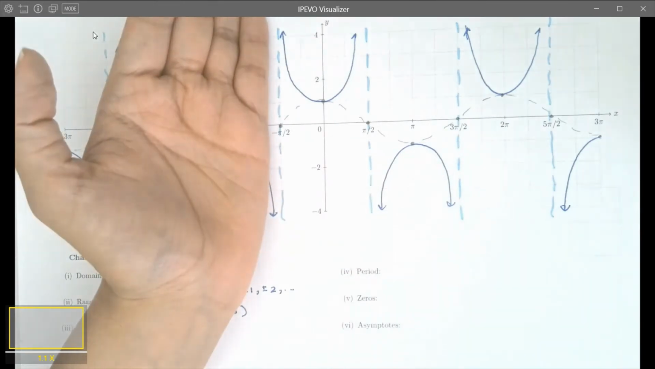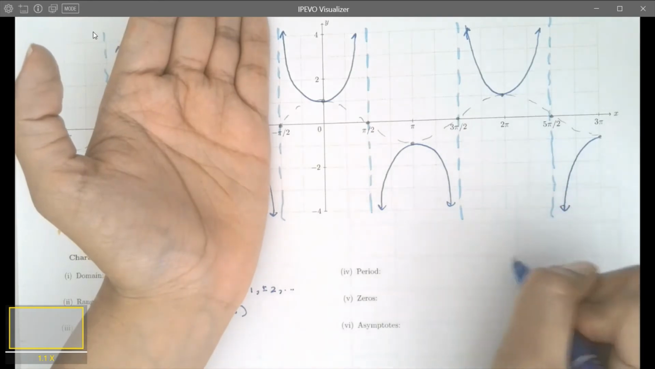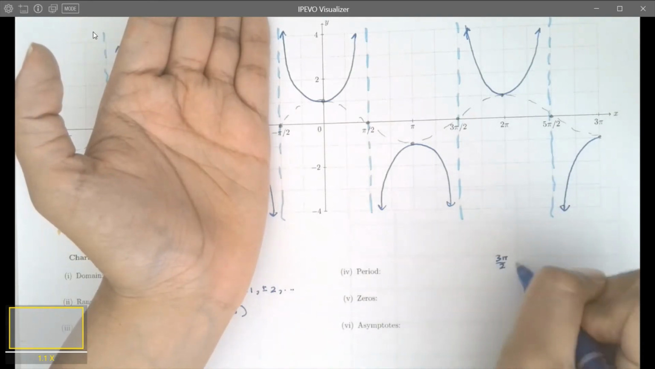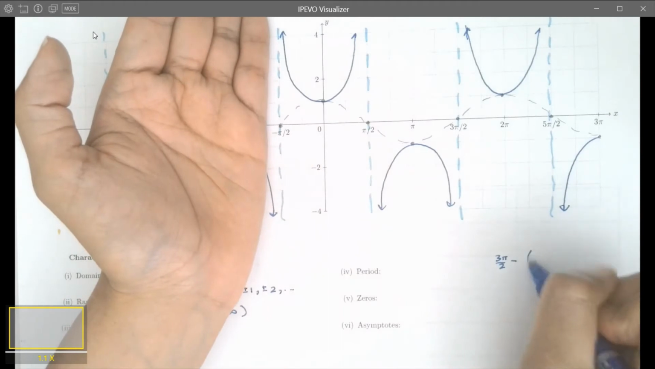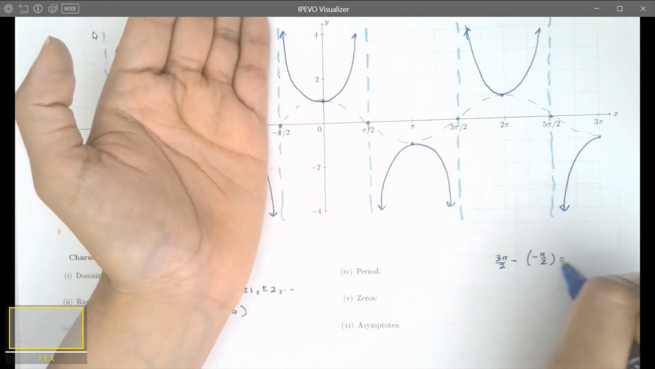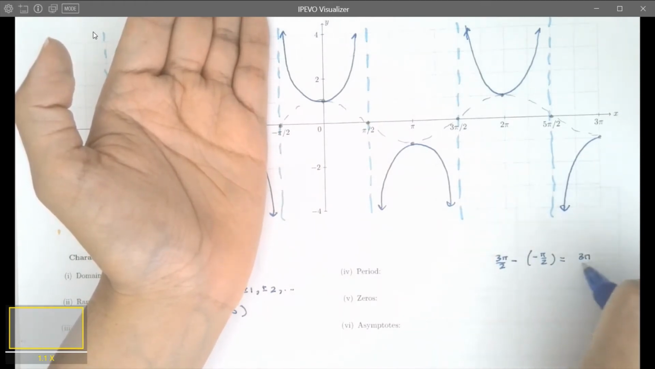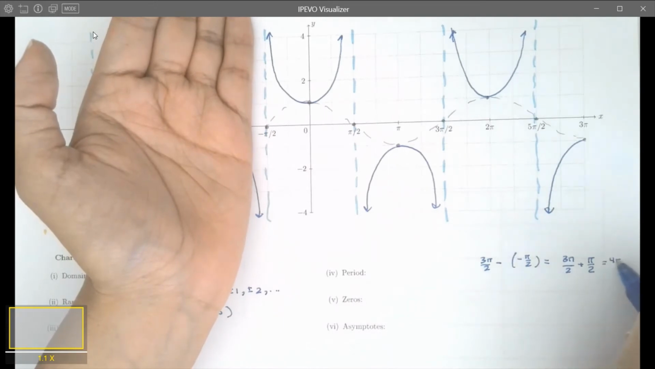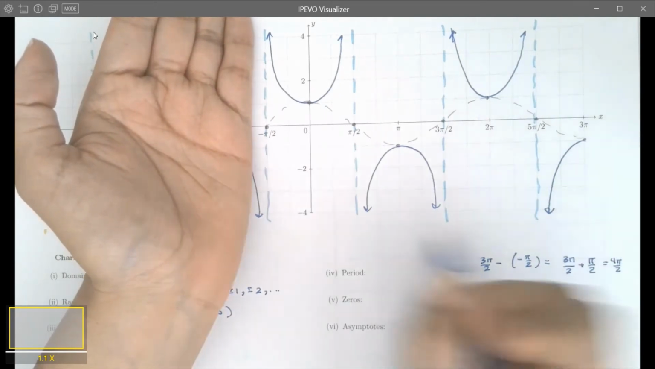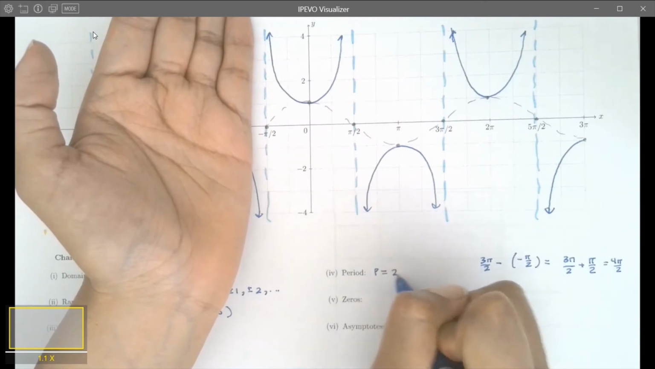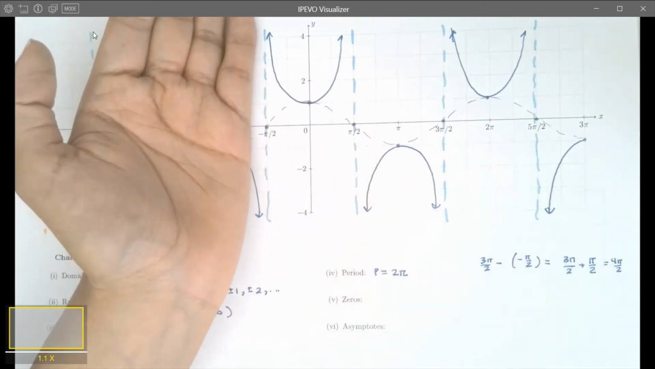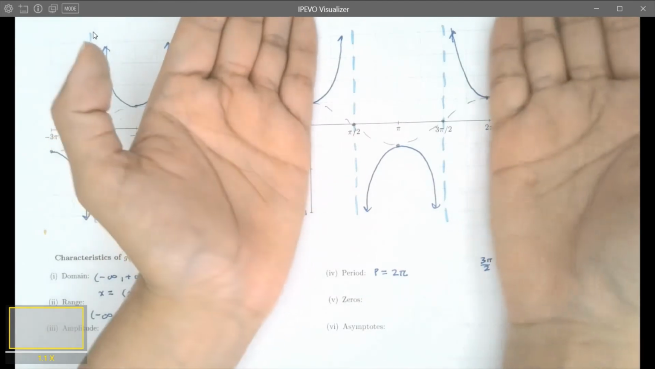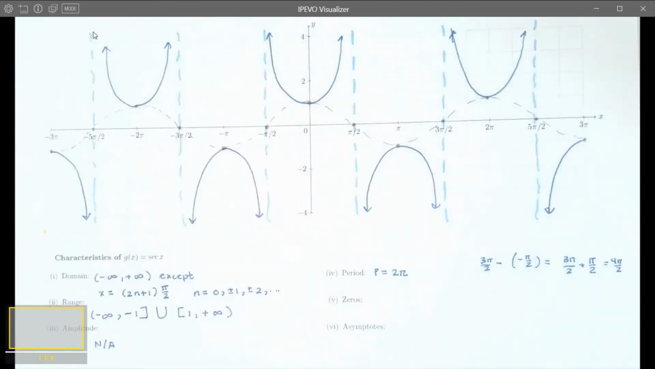So if you want to do that instead, what we could do is take 3 pi over 2 and subtract away this negative pi over 2, and that would give us 3 pi over 2 plus pi over 2, because negative times negative becomes positive, which is going to give us 4 pi over 2, which is 2 pi. Okay, so ultimately the period is 2 pi, whichever way you decide to consider the cycle.